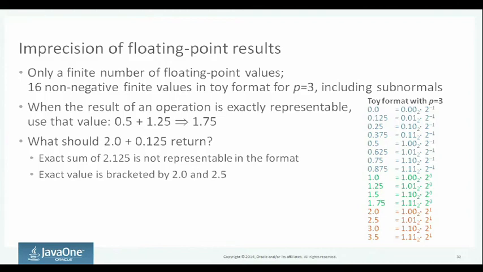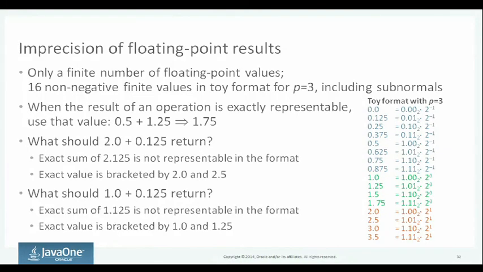Now, we're not always that fortunate, of course. How about we take something else where we have 2, that's representable, and 1/8, we have that too. And the exact sum, of course, is 2 and an eighth. So we go down here, so we have 2, and then the next number is 2.5. So the exact value of this result is bracketed between two values, and it's closer to the smaller of them, 2 in this case. So it seems reasonable that we'd return the closest one. So we'd return 2.